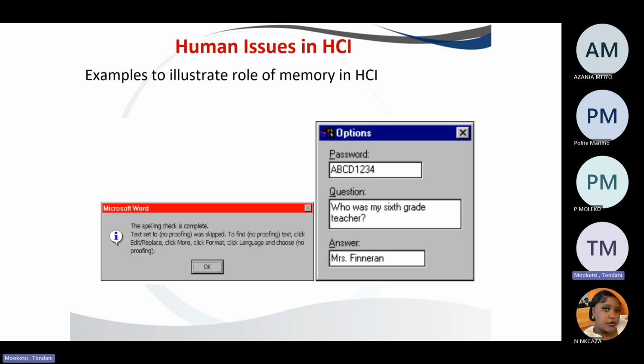So as an interface designer, they were supposed to just put the buttons on the message to say spelling check is complete, and then to find text, they put the button for edit and replace. Then the next screen, put another button for formatting, etc. So that is the role that memory plays in HCI.